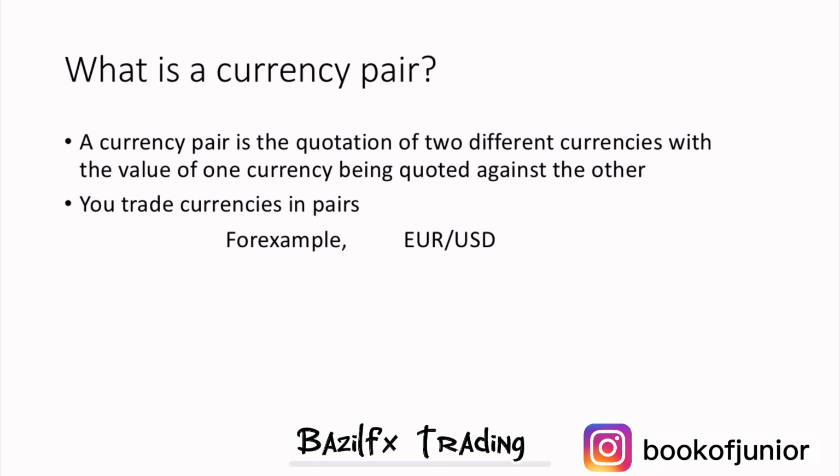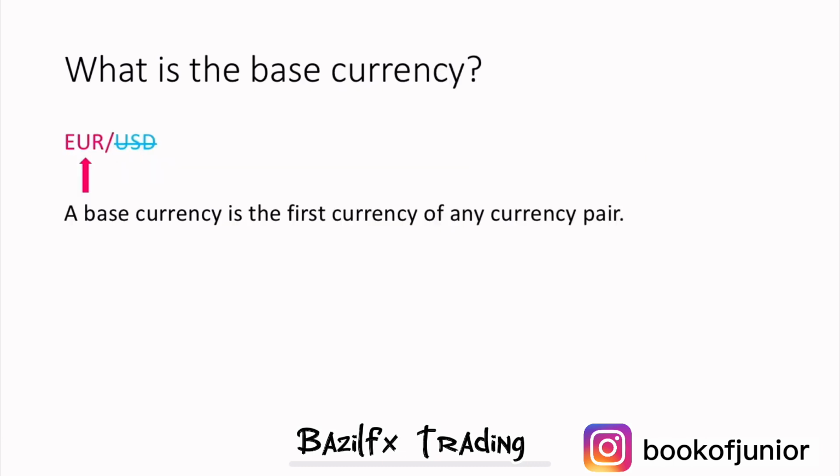The value of one currency is being quoted against the other. So let's say EUR/USD is our example, and this is now our currency pair. The first currency in pink, the euro, is the base currency. So the base currency is the first currency of any currency pair.